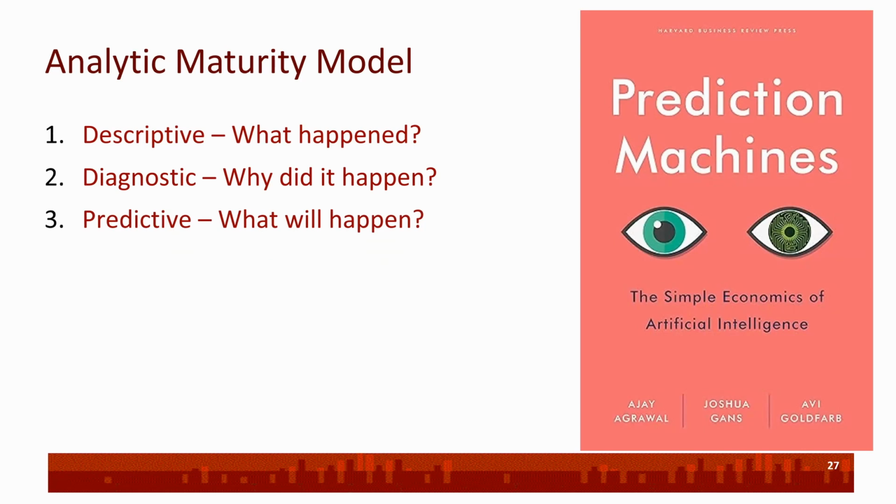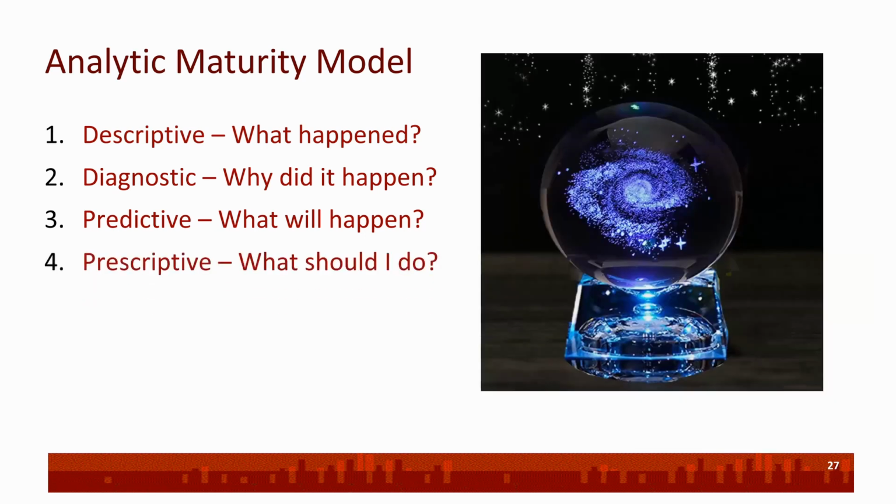And this is a book by a number of individuals from the Harvard Business Review that talk about how AI is really simply prediction machines. They use past data to predict future events and future results. And then when you start getting predictions going, the next and final, I guess, level of this analytic maturity model is prescriptive. What should I do?